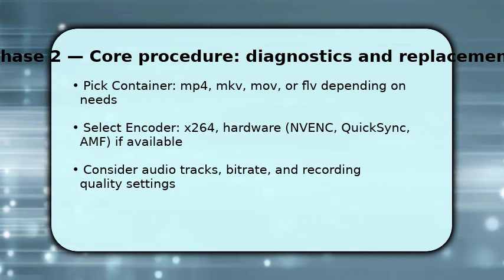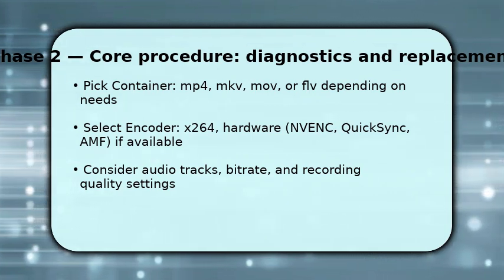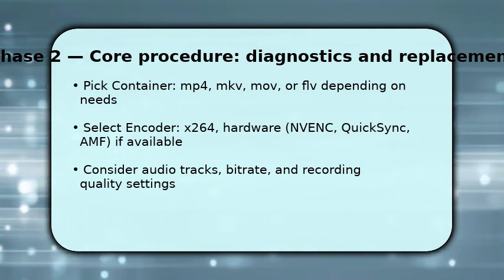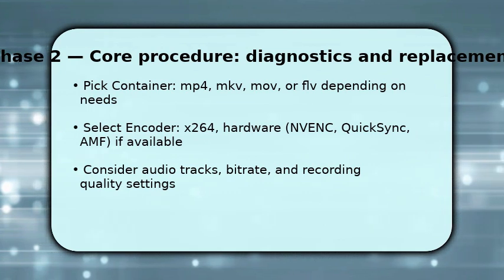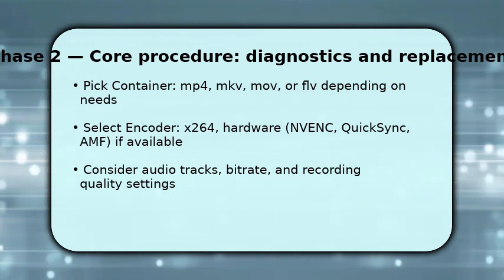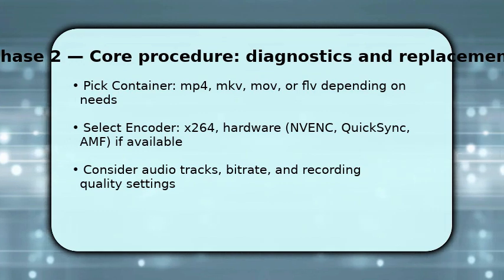Make sure to set bitrate and recording quality. Higher bitrate means larger files but better fidelity. Also assign audio tracks if you need separate channels. After adjusting these values, double-check that the recording path is writable and that you have enough disk space.